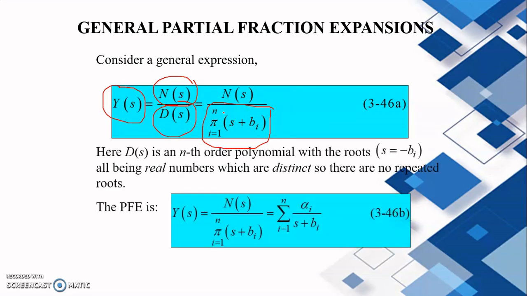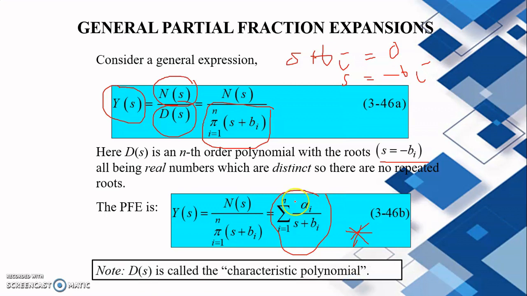Here D(s) is an n-order polynomial with the roots of s equivalent to -bi. If we put s plus bi equal to 0, then s is equivalent to -bi, all being real numbers which are distinct, so there are no repeated roots. So the partial fraction expression is equivalent to this general expression. If you want to solve a partial fraction expression, you can always look at this general expression. This D(s), or the denominator, is called the characteristic polynomial.